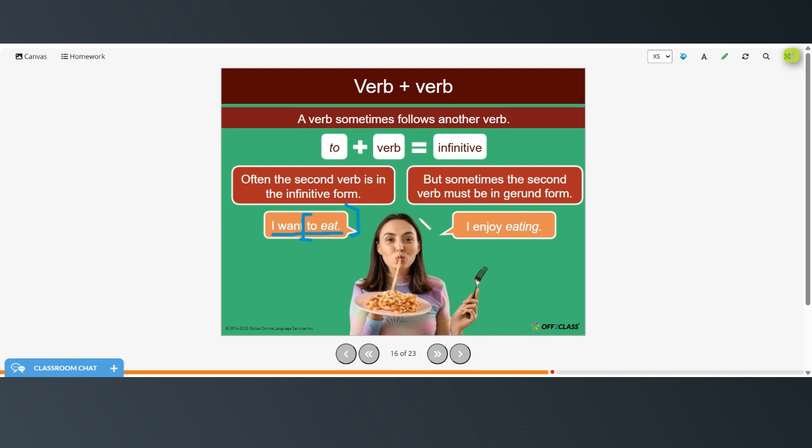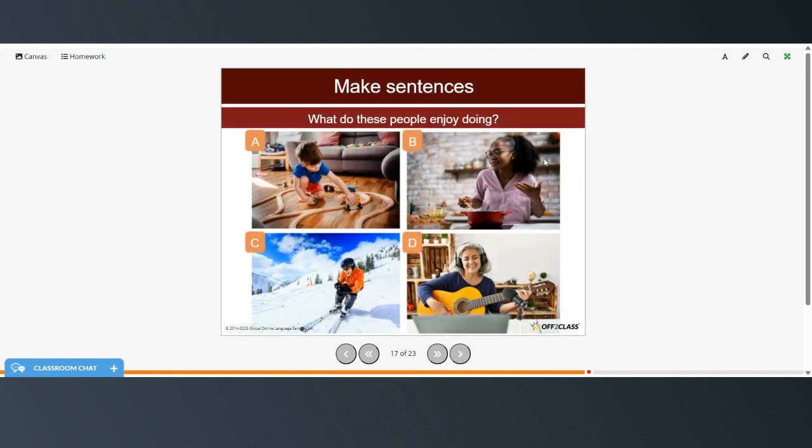But sometimes the second verb must be in gerund form. I enjoy eating. Because you couldn't say, I enjoy to eat. Enjoy is a verb that would generally be followed by a gerund and not the to form. So what do these people enjoy doing? He enjoys playing with his cars. She enjoys cooking. He enjoys skiing. She enjoys playing the guitar and singing.